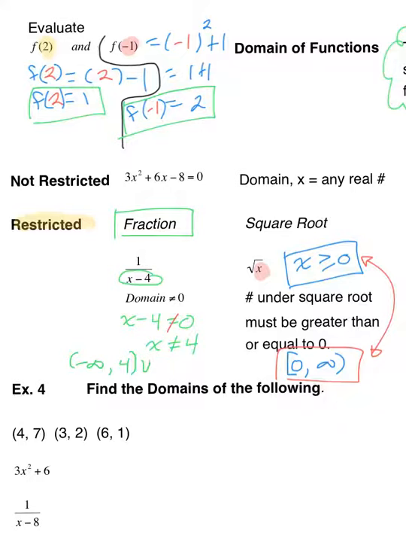Then you're going to union that with the next section. So we've got from 4 to positive infinity. We don't include 4, and infinities always have a parentheses. So this and this are saying the same thing.